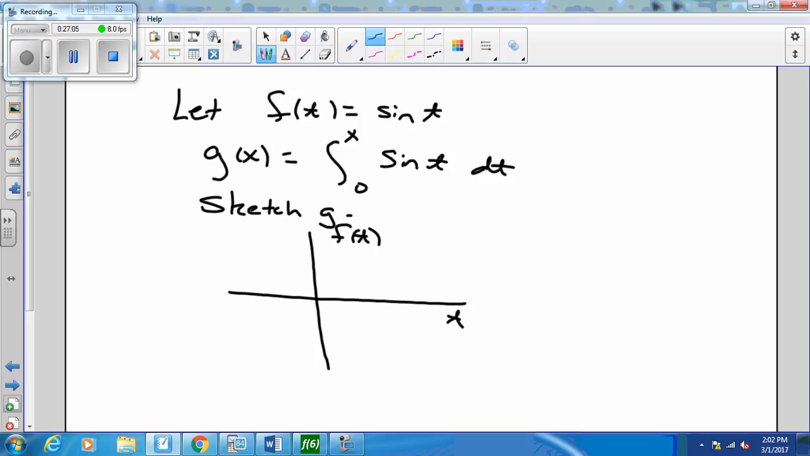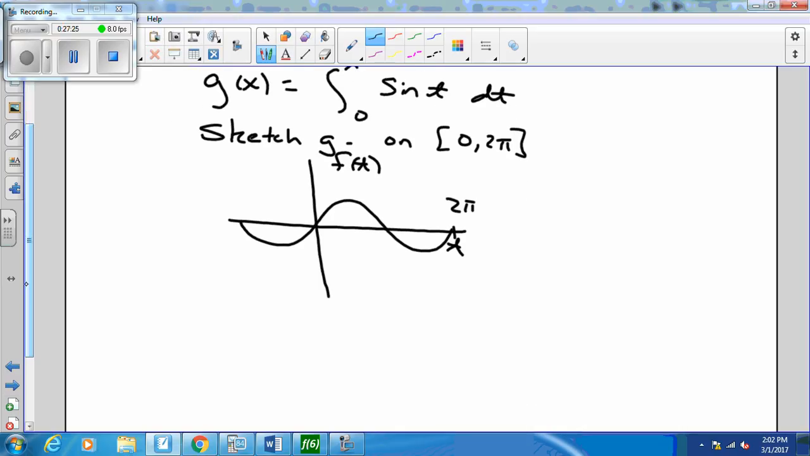Before we ever get to sketching g, let's go ahead and sketch f so we can see what we're talking about. And let's sketch g on a suitable interval. How about 0 to 2 pi? Sounds reasonable. So here comes f of t, which is sine t, from 0 to 2 pi, like so.